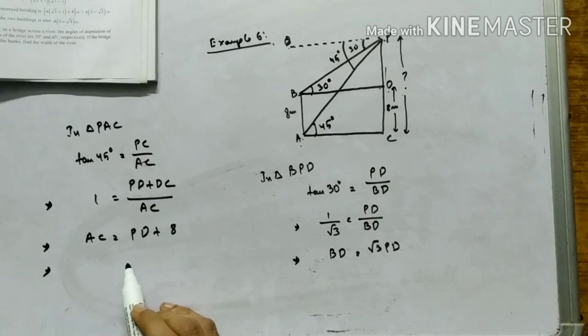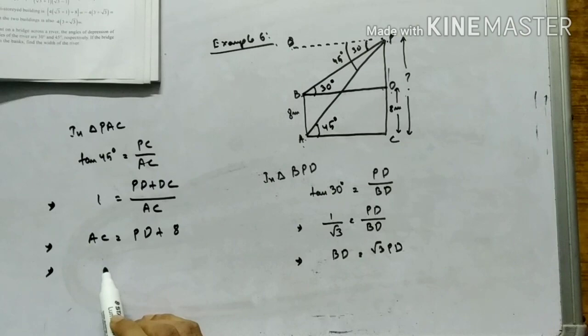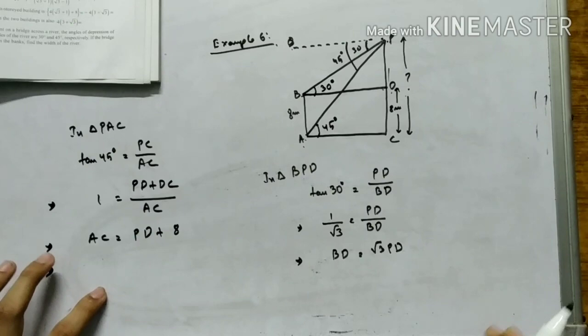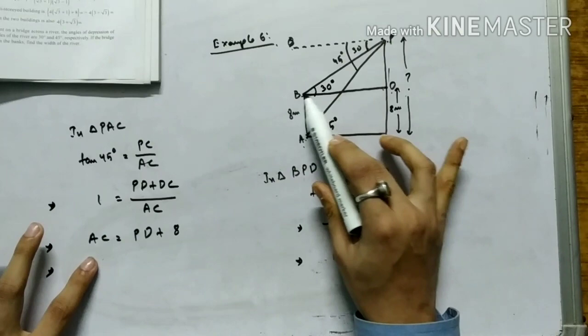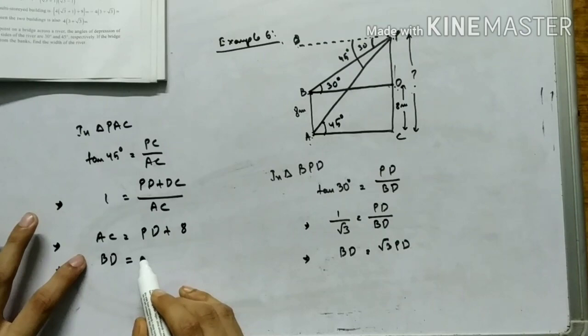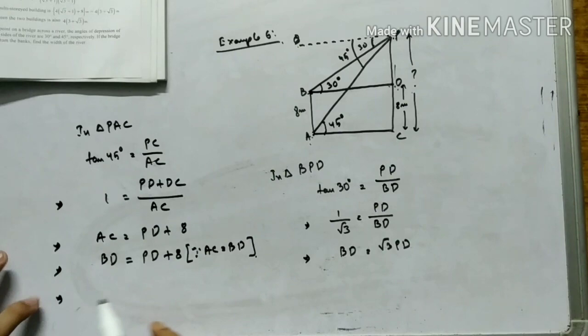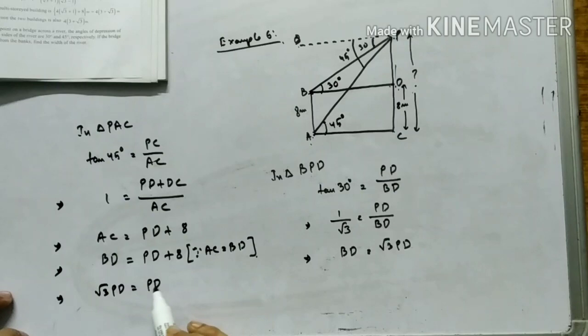Now you see here, AC will be equal to BD. BD value I have given, so in place of AC, I can write BD. BD is equal to PD plus 8. Since AC is equal to BD, and BD value I have got as root 3 PD, root 3 PD is equal to PD plus 8. Yes, this is what I have got.